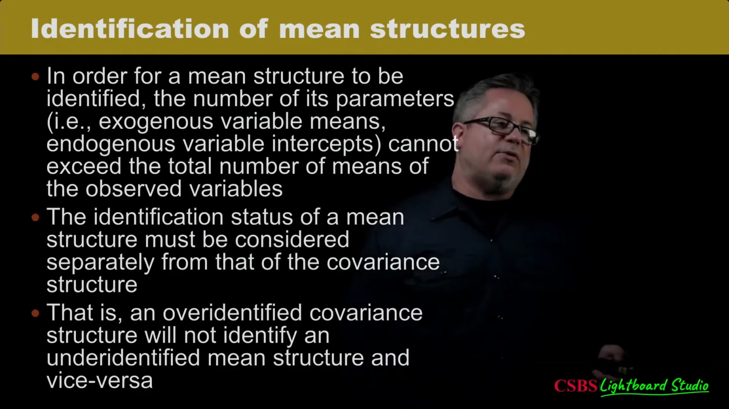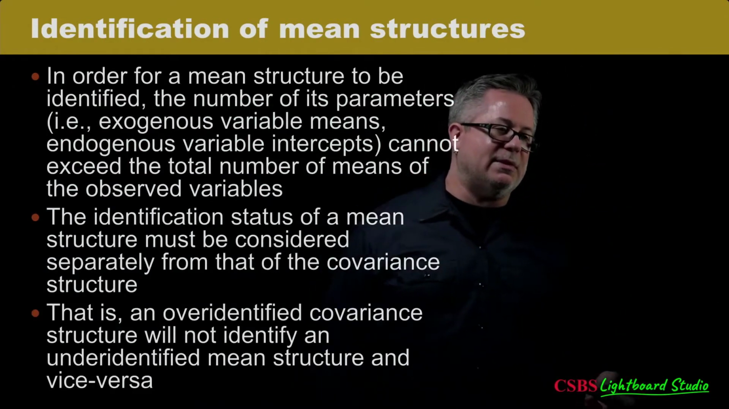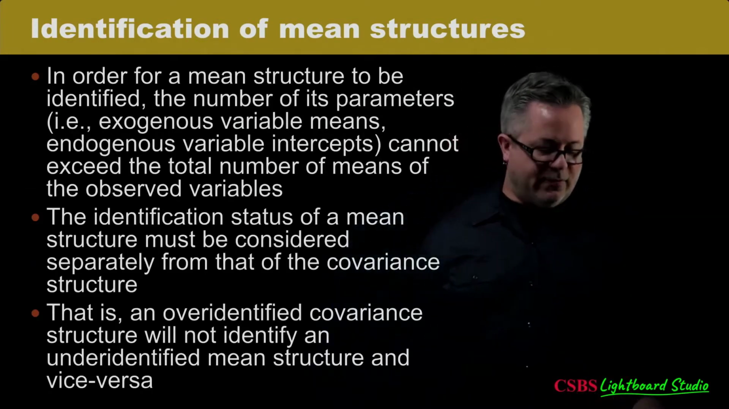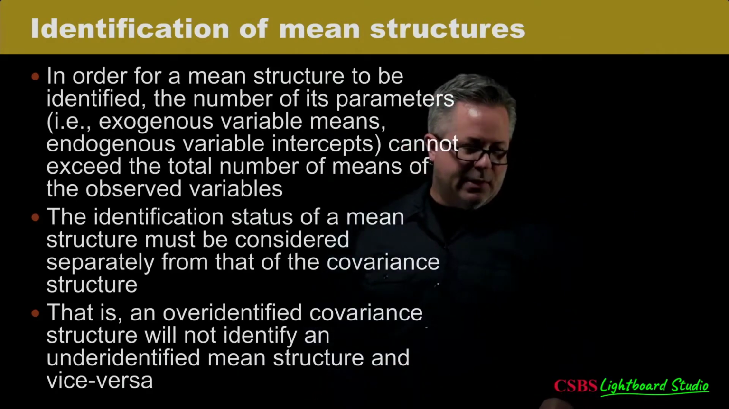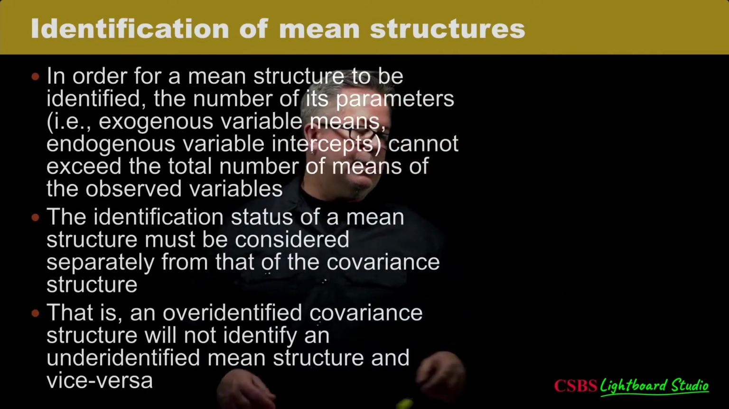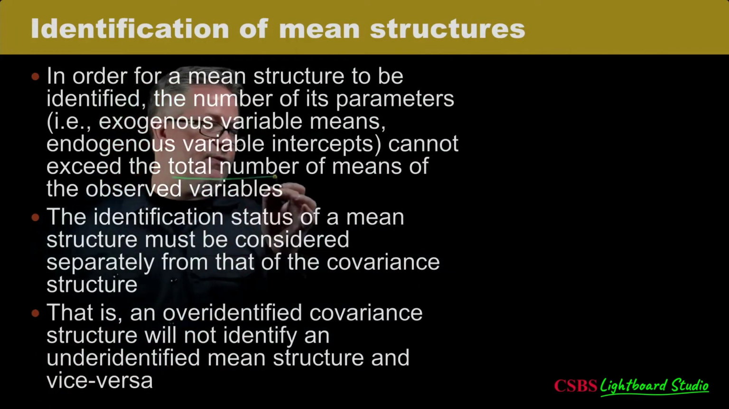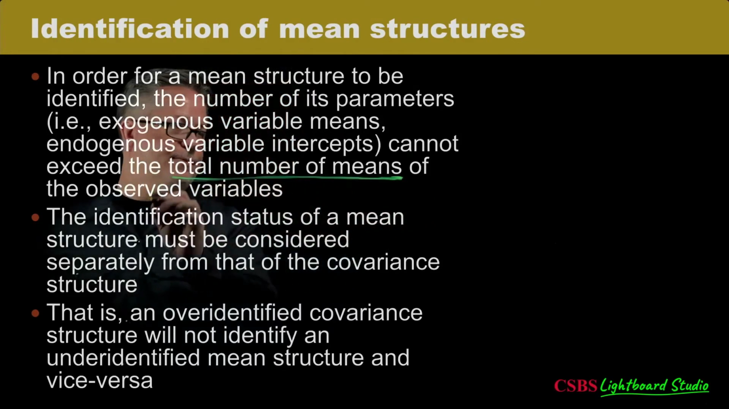All right, so in order for mean structure to be identified, the number of its parameters, the exogenous variable means and endogenous variable intercepts, cannot exceed the total number of means of the observed variables. So think about that for a sec. Let's stop there. What does that mean? So I have the total number of means. So there's some number of means that are available, right? So if I have 10 variables, I only have 10 means. Make sense?